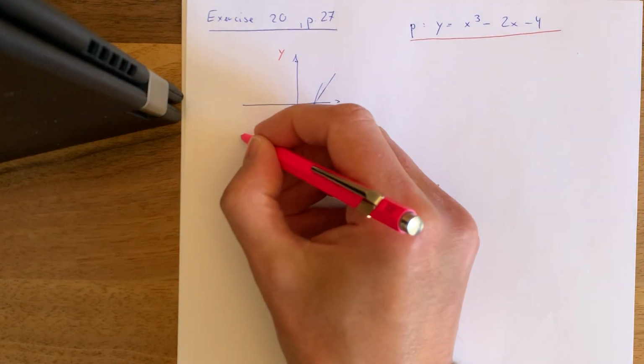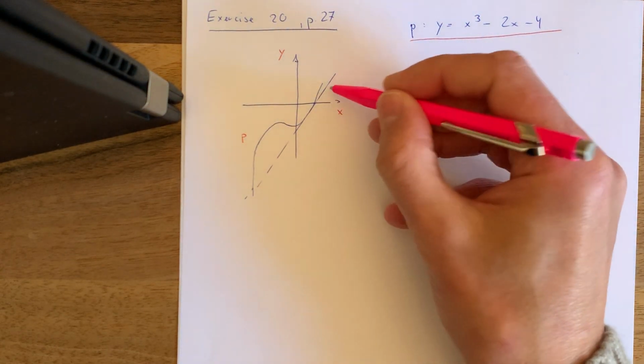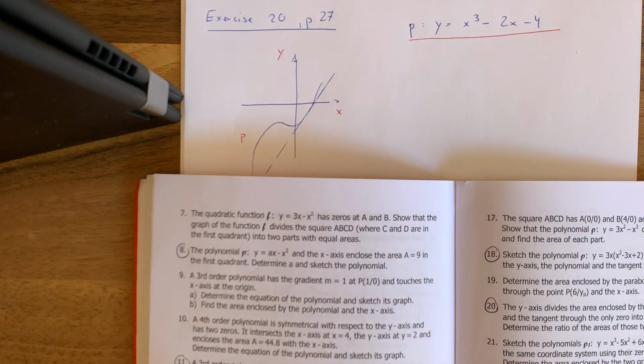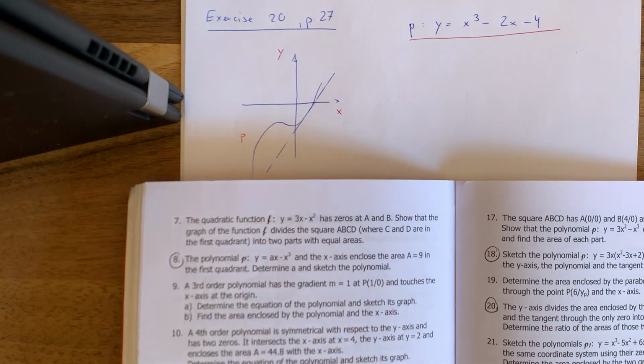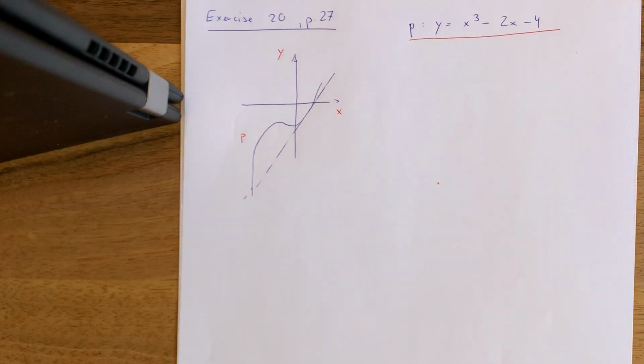Here on the left, you see the picture with the graph of the polynomial. Okay, so this line here is the polynomial. So what is exercise 20 about? Let's see. The y-axis divides the area enclosed by the polynomial and the tangent through the only zero into two parts. Determine the ratio of the areas of those two parts.